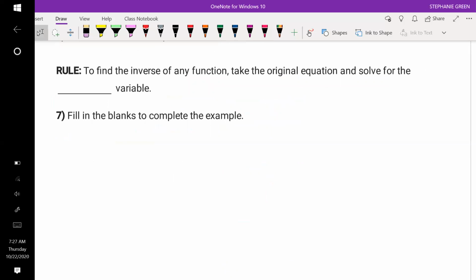So the general rule here, this is basically what we already talked about. To find the inverse of any function, we take the original equation and solve for the independent variable. Okay, in most functions, that would be x, right? X is your independent variable and y is your dependent variable. Now we're going to look at some examples where our independent variables and our dependent variables represent real things. So they put in letters that are not x and y. They put in things like d for distance or t for time.